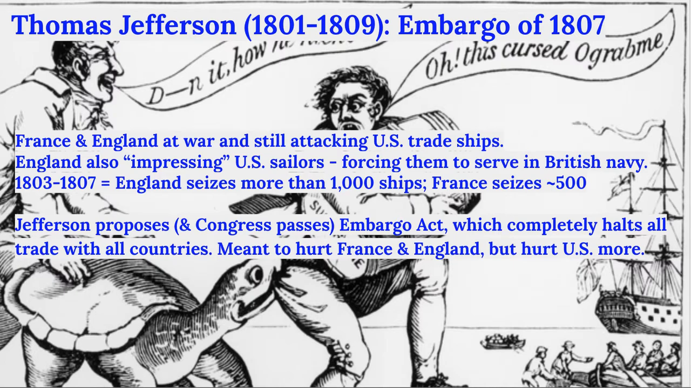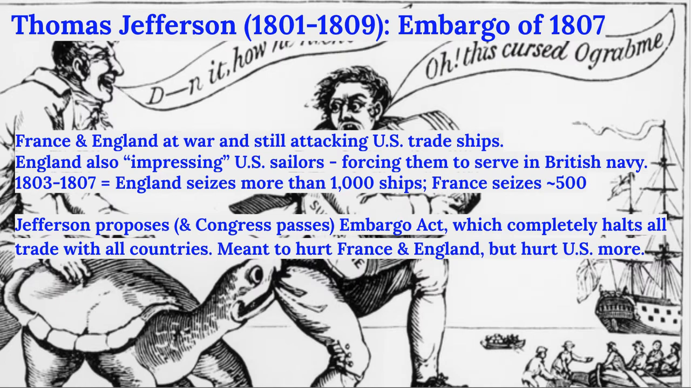England starts impressing U.S. sailors. And this kind of impressing means forcing into service, pressing them into service. What they would do is they would board American ships and take sailors on those American ships and say, you're not really an American, you're somebody from the English Navy who deserted, and we're going to take you back and force you to work on our naval ships. So that was happening. And between 1803 and 1807, so the early to middle parts of Jefferson's term, England seizes more than 1,000 American ships, and France about half that many. So, I mean, this is no small issue, y'all.